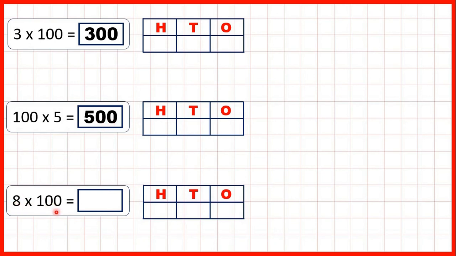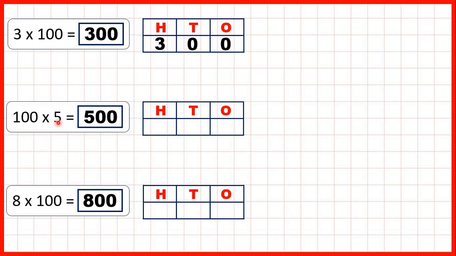And now 8 times 100 is 800, because 8 times 1 is 8, and then we need 2 zeros after the 8. So what's really happening when we multiply by 100 is that digits are moving 2 place values to the left. So first we had 3, so 3 ones, and when we multiply by 100, this 3 moves 2 place values to the left. But now, to show that it's in our hundreds place value, we need zeros in our tens and ones.